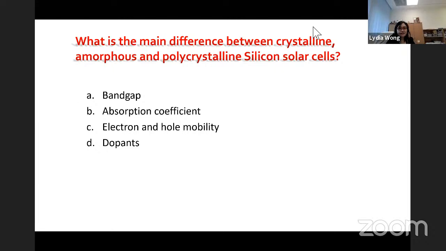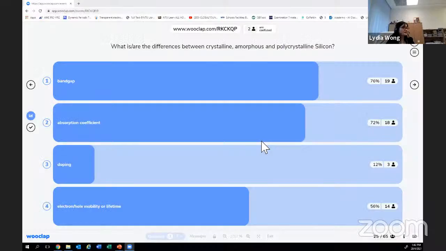Okay, let me share your answer. Okay, can you see the answer now? All right, wonderful. What are the main differences between crystalline, amorphous, and polycrystalline silicon? So you are all materials science students, right? You know what's the difference between amorphous, crystalline, and polycrystalline, right?